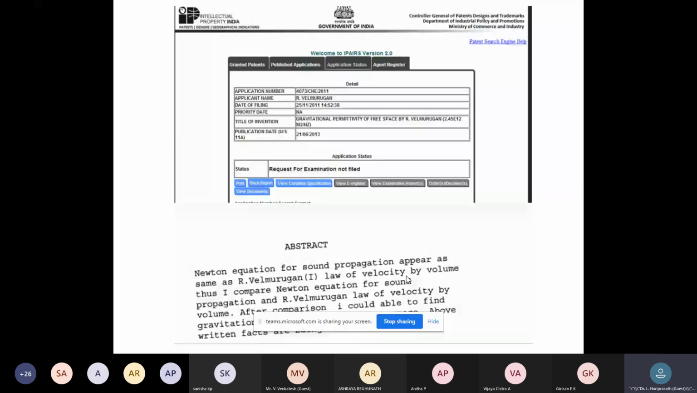So he has come up with a new concept for Newton's law, and he approached the patent office for such a patent. Obviously this will not be patented because there is no strong evidence for his patent, and this was rejected.